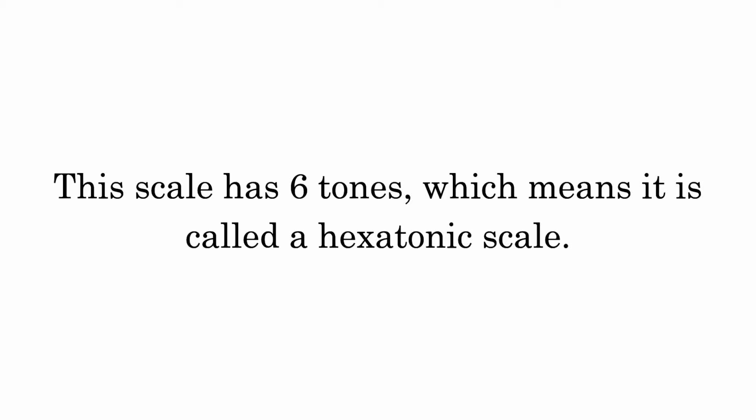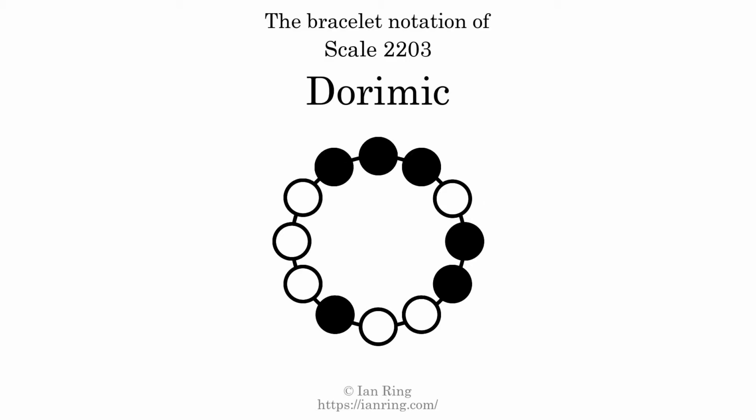This scale has 6 tones, which means it is called a hexatonic scale. This is a bracelet notation diagram of scale 2203. The shaded circles represent tones that appear in the scale, and they are read clockwise, starting at the top.